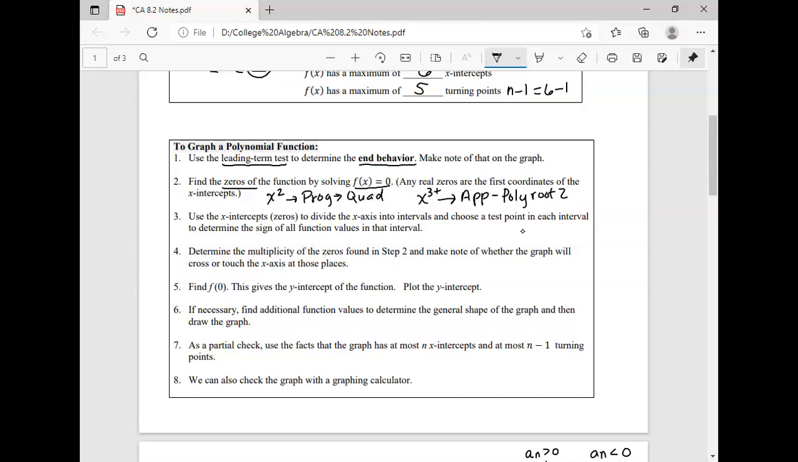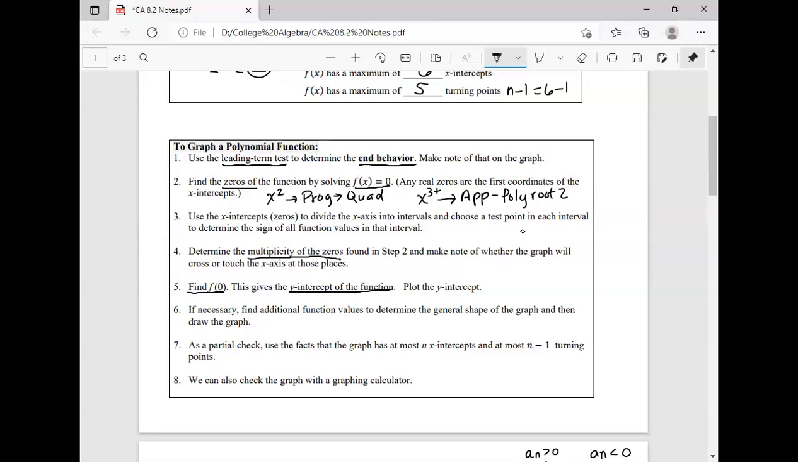Determine the multiplicity of the zeros. We want to do that because remember when we were talking about 8.1, that tells us if it crosses over or if it bounces or if it's tangent to the graph, if you do the multiplicity of zeros. Okay, you want to find f of 0. This gives the y-intercept of the function. We talked about how to do that in 8.1. We're going to go over that again.